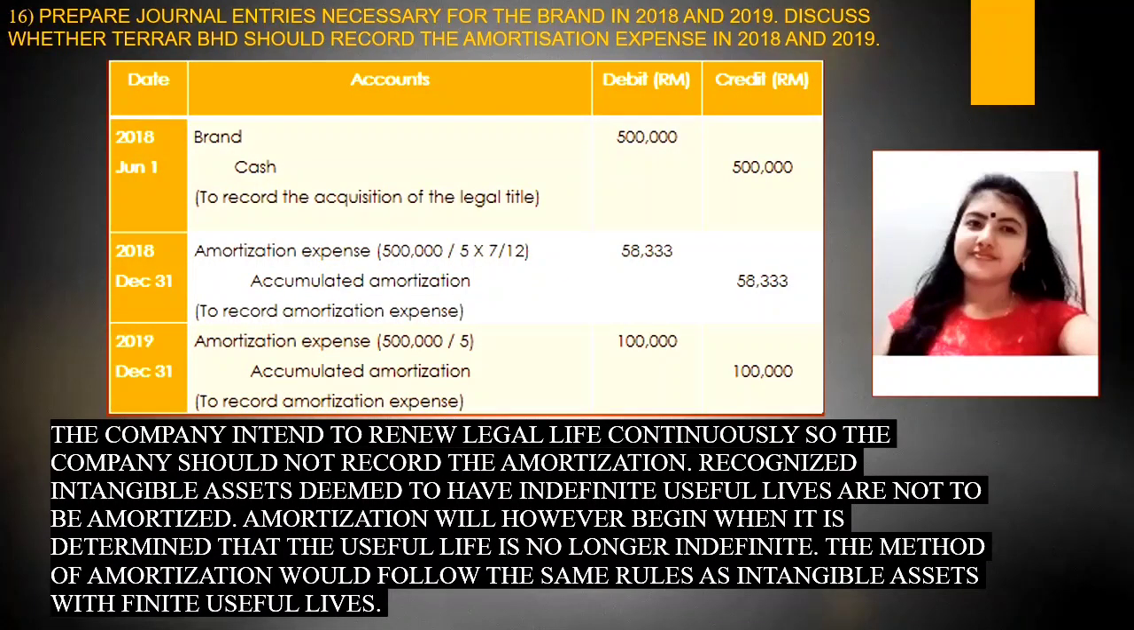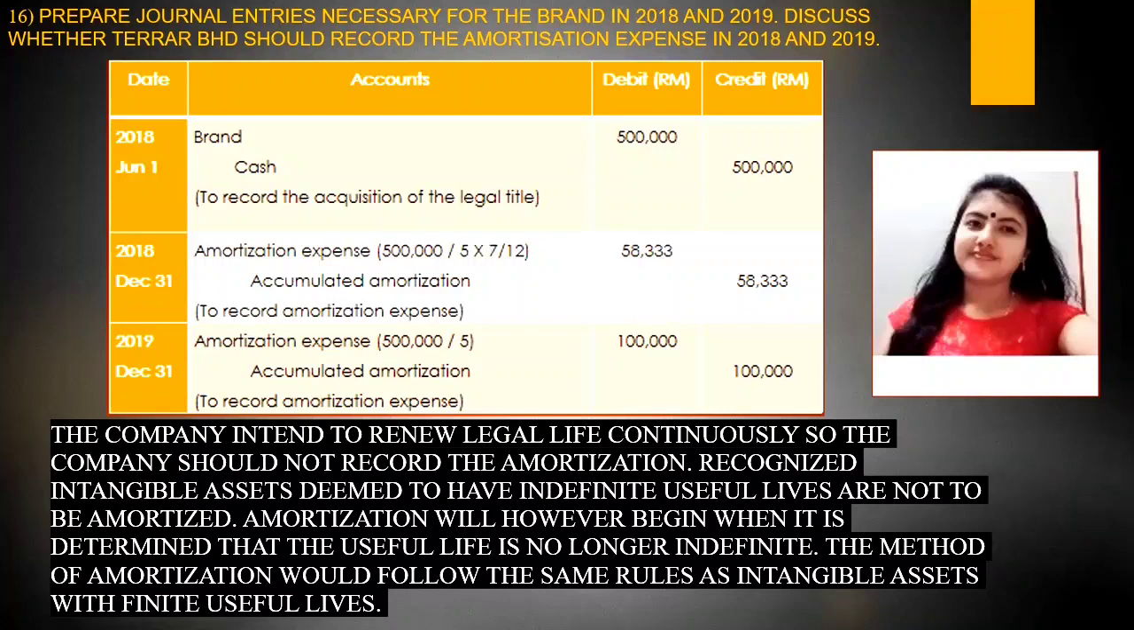The second journal is amortization expense. At the end of the accounting period, we should record amortization expense. So, debit amortization expense, credit accumulated amortization amounting to 58,333. How do we get the amortization expense? 500,000 divided by 5 years useful life multiplied by 7 months. The third journal records amortization expense for year 2019. As usual, debit amortization expense, credit accumulated amortization: 500,000 divided by 5 years, so we get 100,000.